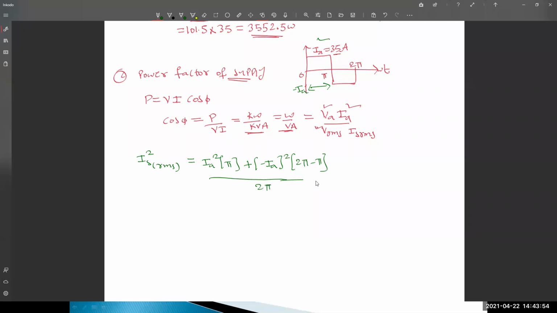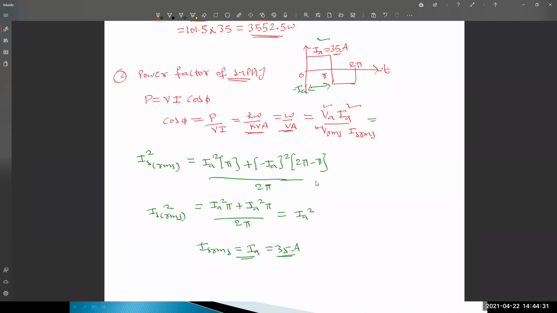So in this way, you have to find the RMS value of the supply current. So IA squared into pi, and this is also IA squared into pi, divided by 2 pi. So we'll get only IA squared. The RMS value of the source current is equal to only IA, so that is equal to 35 amps only.